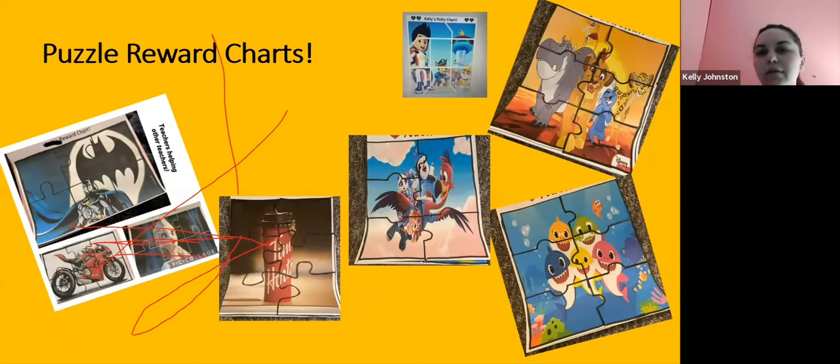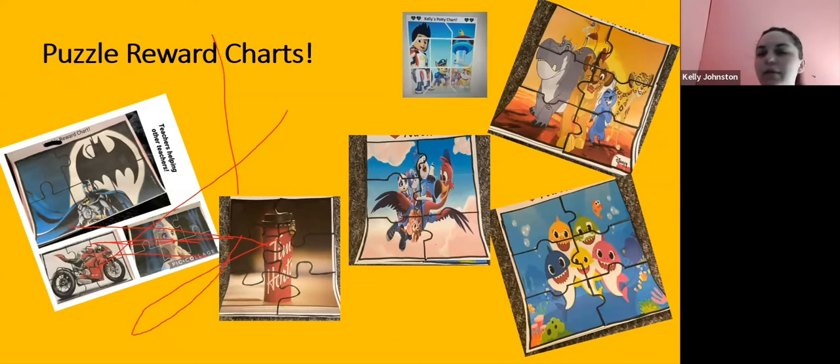These are some other charts that I did. These are more personal ones. I use these for potty training. So I did Batman because one of my kiddos were into Batman. I did Norton's Cup. I did Paw Patrol. I did Lion King, Baby Shark, Frozen.